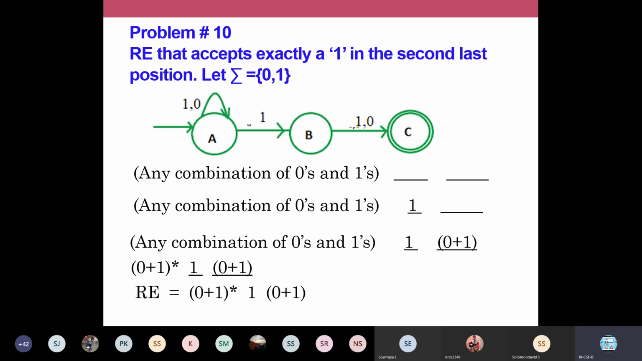Now fill out the first part of your regular expression. What can we write in the first part? You can write (0+1)*.